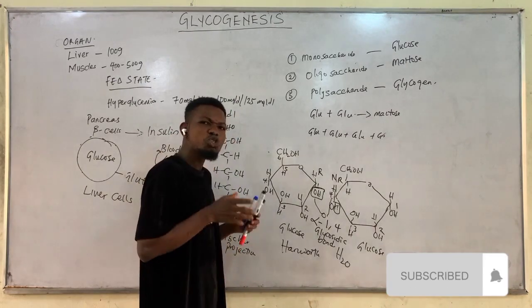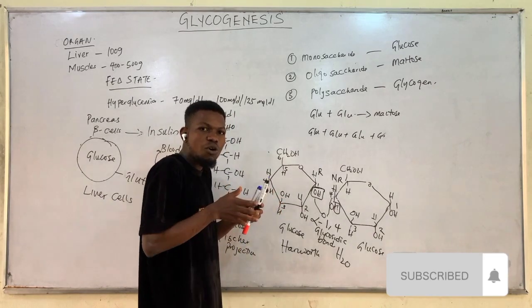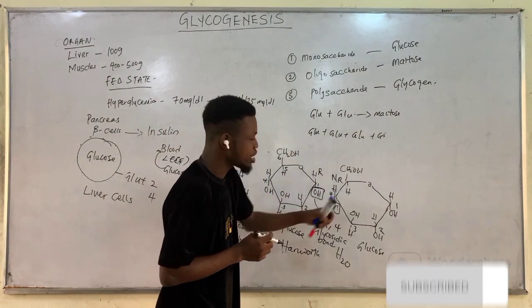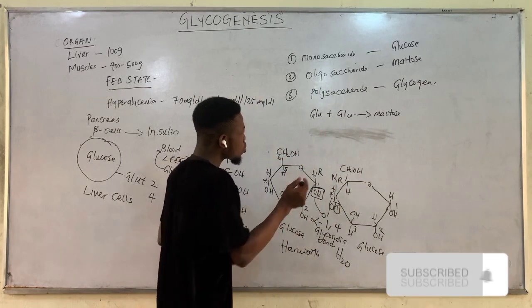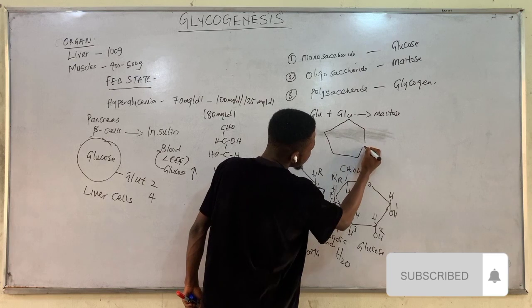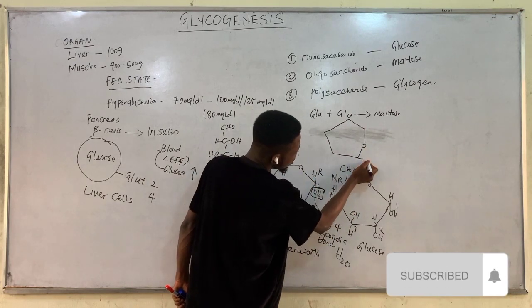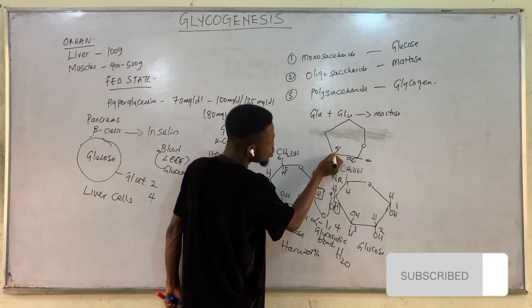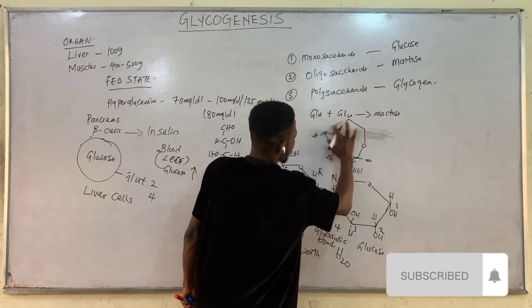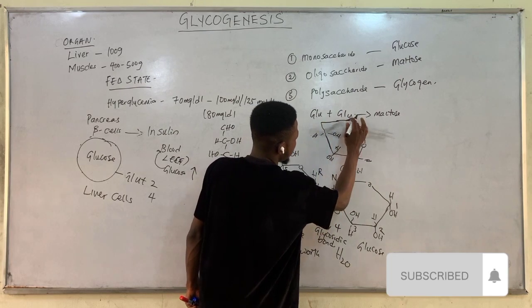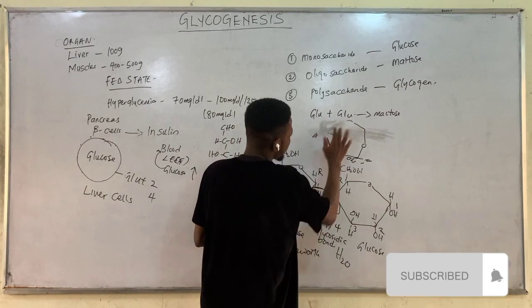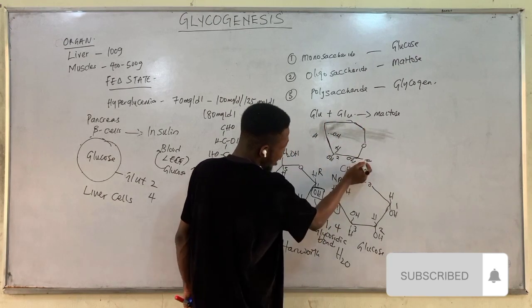Now you should understand that during the synthesis of glycogen, glycogen exists as a linear form and a branch form. So another glucose can come here and bind to this. Now look at this. Another glucose can also come like this. This is HOH, this is OH and H, and this is carbon 1. So it should be something like this. This is carbon 1, carbon 2.